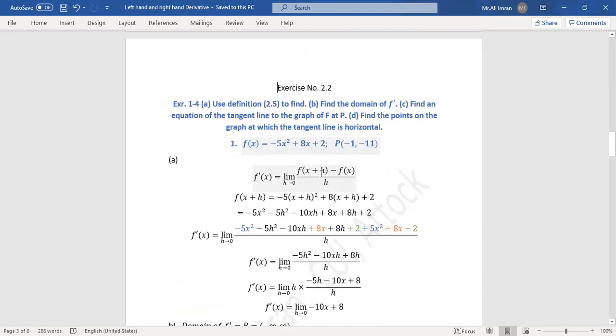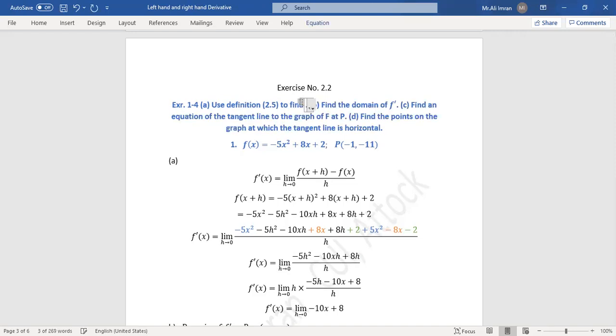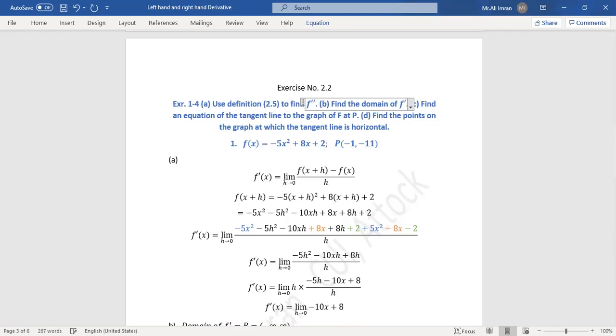Now we proceed toward exercise number 2.2. Question 1 to 4. First part A, use definition 2.4 to find f prime. Second, find the domain of f prime, and in C part, find an equation of the tangent line to the graph of f at P. In D part, find the point on the graph at which the tangent line is horizontal. We will do question number 1.